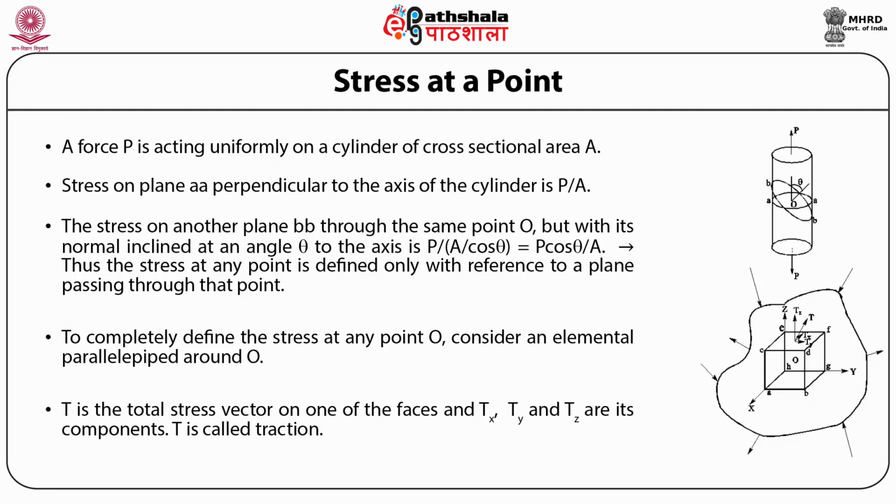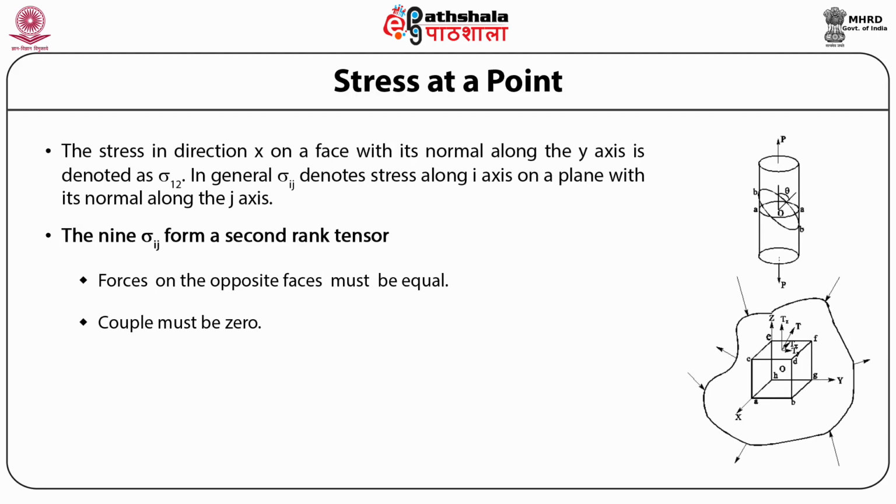So if the coordinate axes x, y, z are denoted by 1, 2, 3 respectively, then the stress in direction x on a face with its normal along the y-axis is denoted as sigma 1,2. So in the general case, sigma ij denotes a stress in direction i on the plane with its normal along the jth axis. So there are 9 sigma ij forming a second rank tensor. Only 6 independent sigma ij components are there.